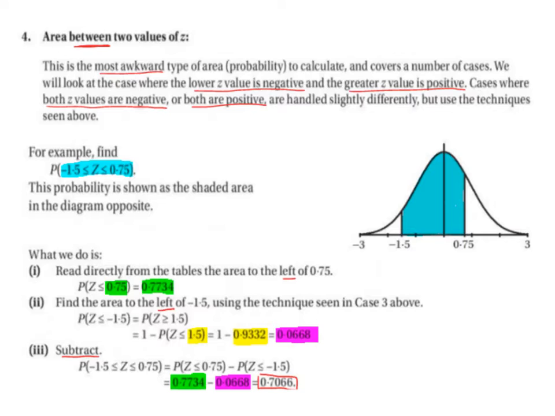On step 3, we subtract. So we're going to take this number, 0.7734, and subtract this number, 0.0668, and it will leave us with a shaded area in between. And we're left with 0.7066.